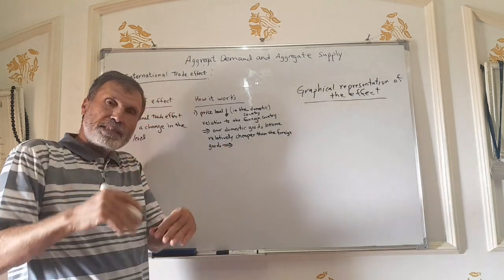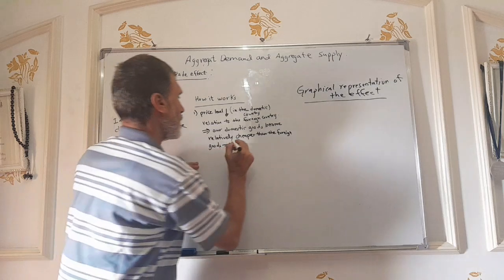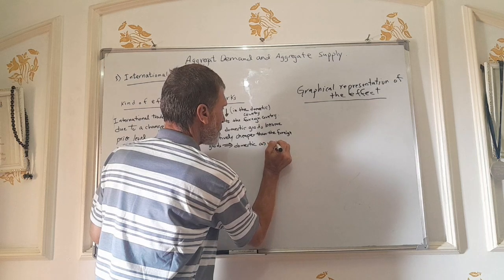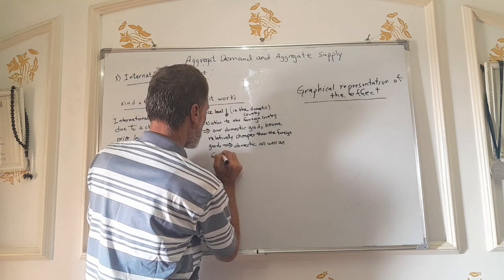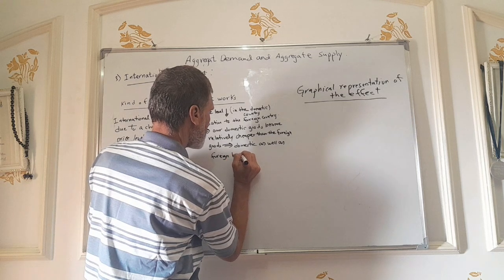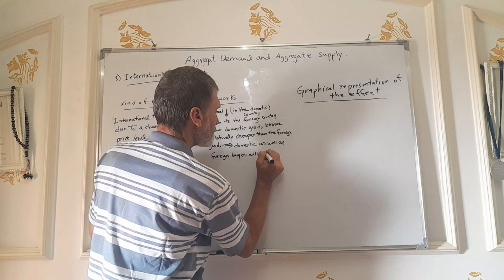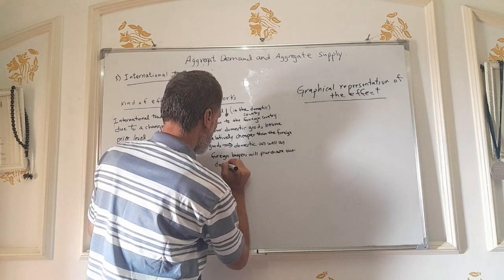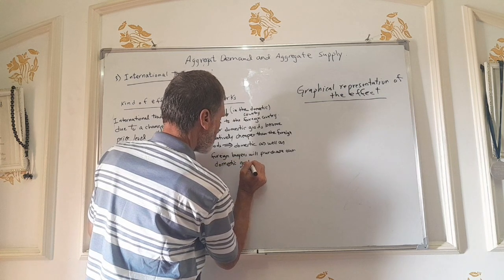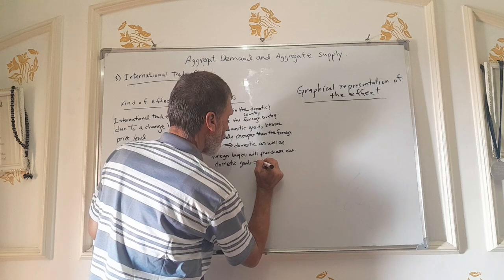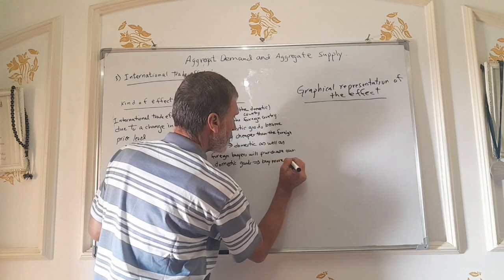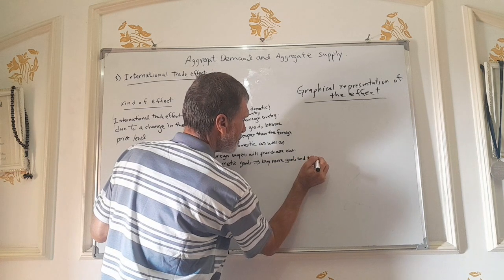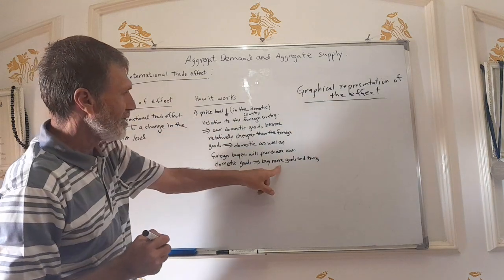Which implies domestic as well as foreign buyers will purchase our domestic goods, which implies they buy more goods and services. So when the price level decreases, people buy more goods and services.